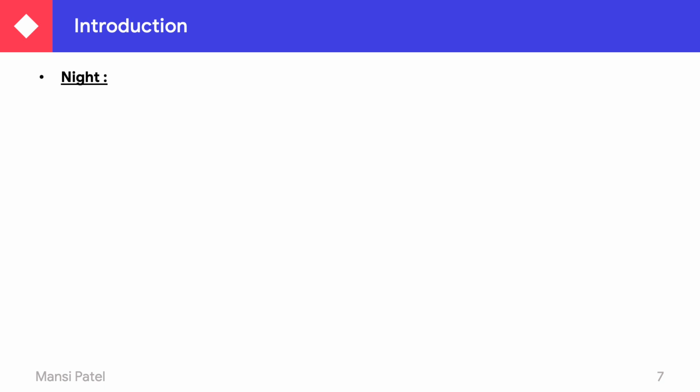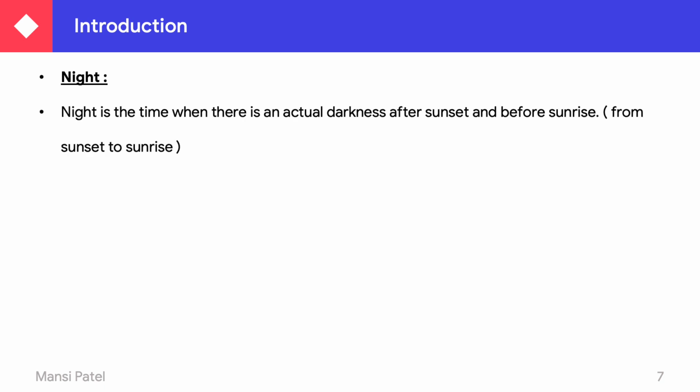Now let us see what is the meaning of night. Night is the time when there is actual darkness after the sunset. In the sunset, the sun disappears slowly, slowly. When the sun has totally disappeared, at that time we can't see any light in the sky. All over the sky there is darkness. So that period is known as night. So after the sunset, but before the sunrise, it is known as night.